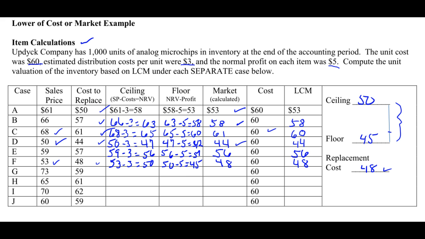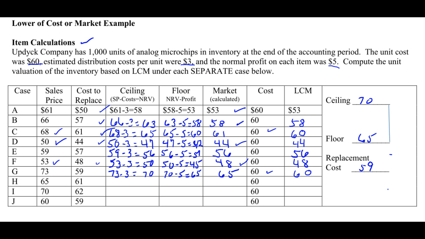Let's do another one. Our ceiling on item G is $70. Our floor on item G is 65. Our replacement cost is 59. The replacement cost is below the floor, so we would use the floor as market value of 65. And now we can do the lower of cost or market test. And in our last case, it was market, but now look, it's cost. This item would be valued at $60.